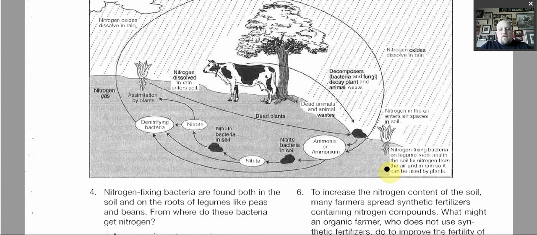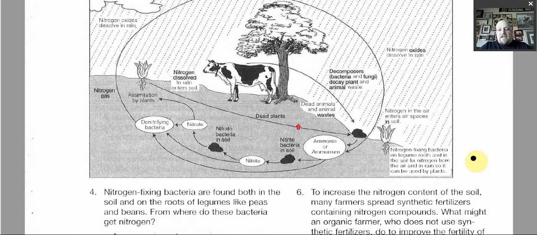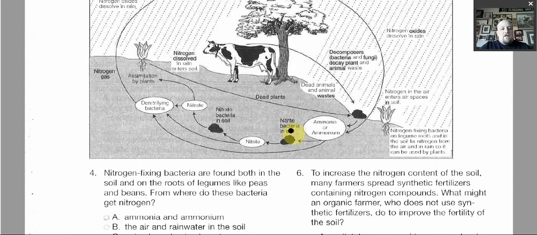Also, it's really important that when you look at this, you read all of it and look down here. Nitrogen fixing bacteria on legumes, roots, and in the soil fix nitrogen from the air and rain so it can be used by plants. It'll usually give you a little key somewhere on here.